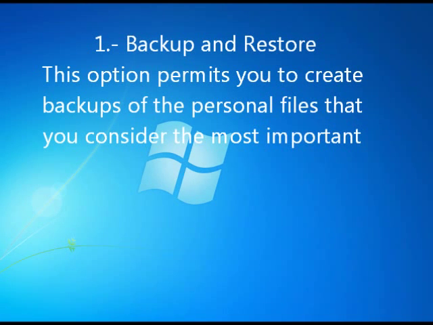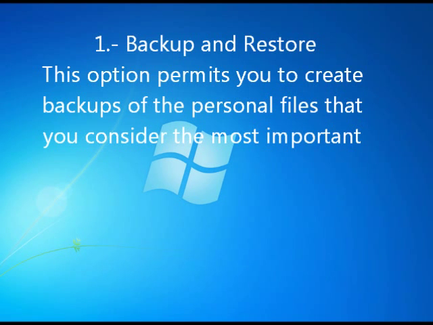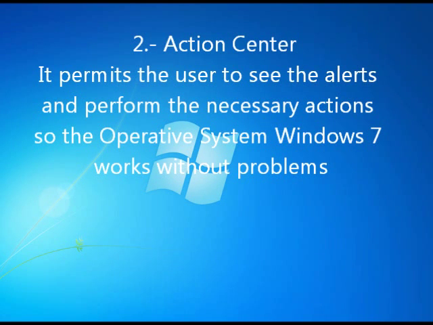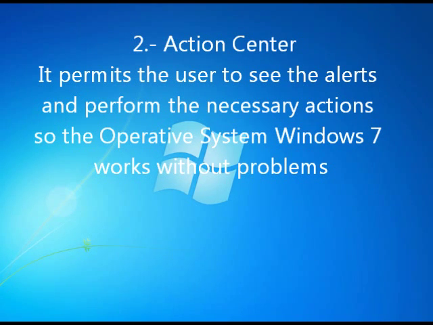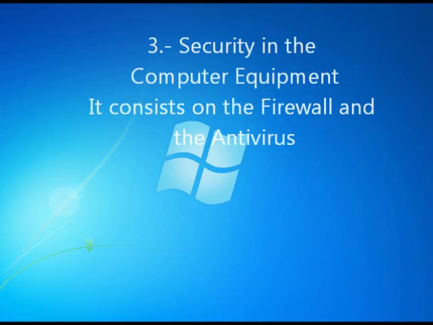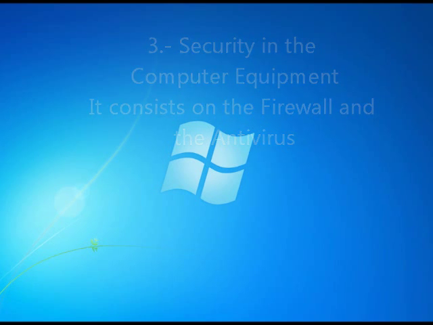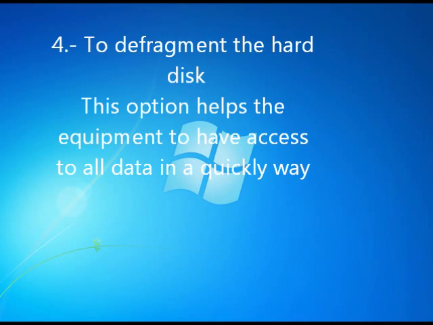Backup and Restore. This option permits you to create backups of the personal files that you consider the most important. Action Center. It permits the user to see the alerts and perform the necessary actions so the operating system Windows 7 works without problems. Security in the computer equipment. It consists of the firewall and the antivirus. To defragment the hard disk.